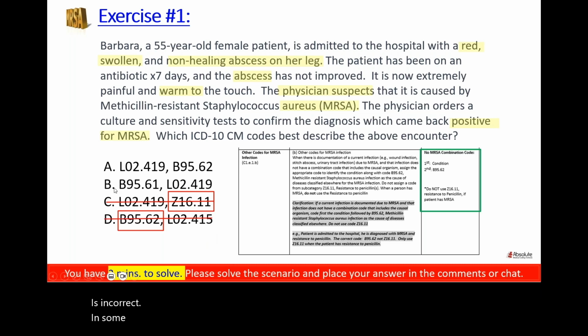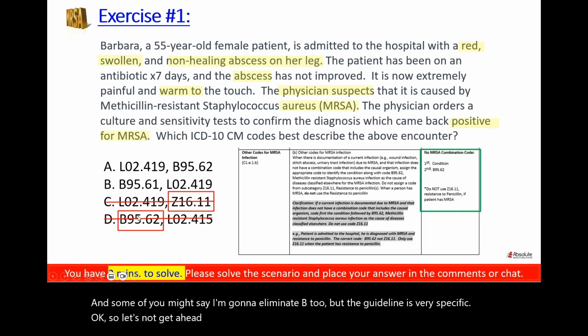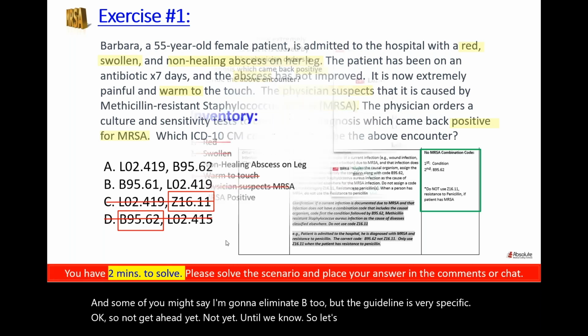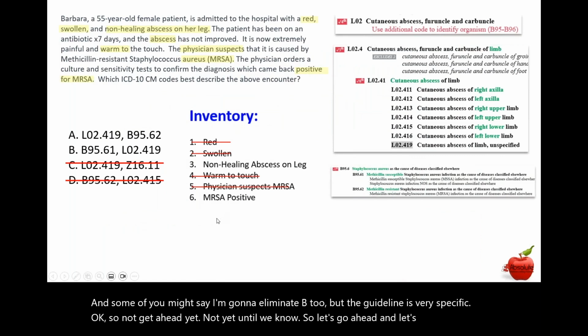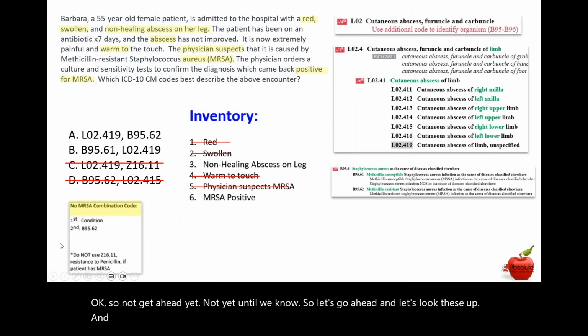And some of you might say, well, I'm going to eliminate B too, but the guideline is very specific, okay? So let's not get ahead yet, not yet, until we know. So let's go ahead and look these up. And again, here's our guidance below, how to sequence when you don't have a MRSA combination code.